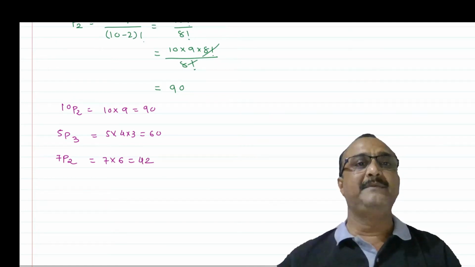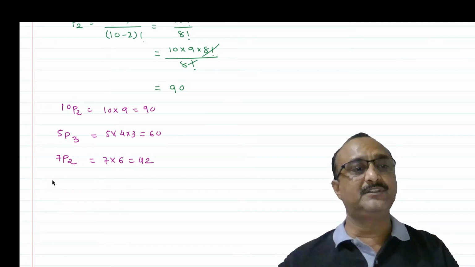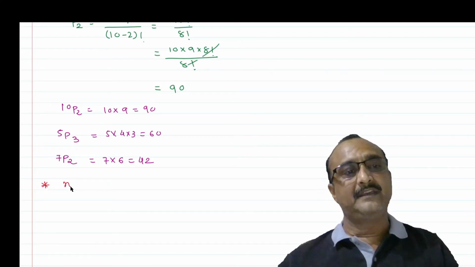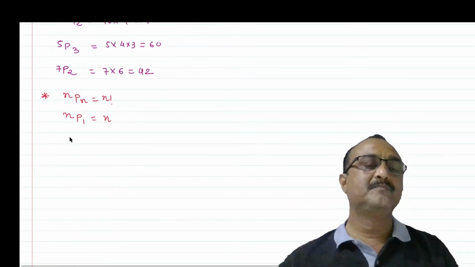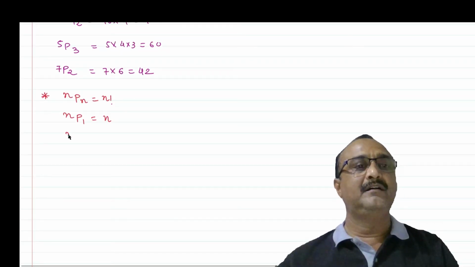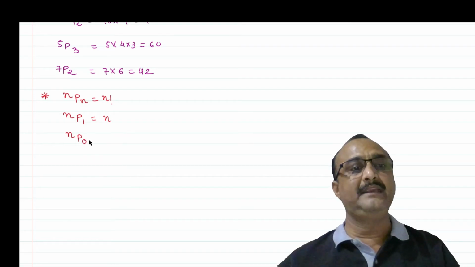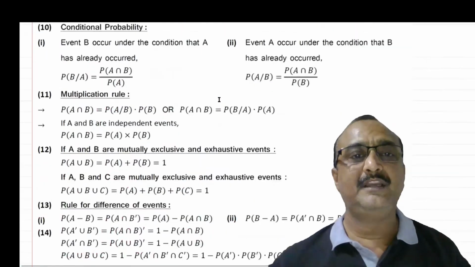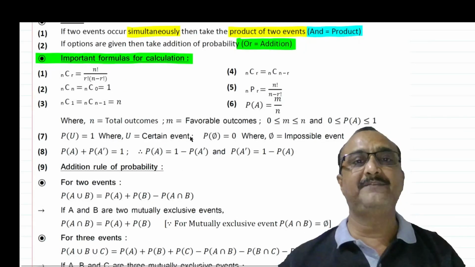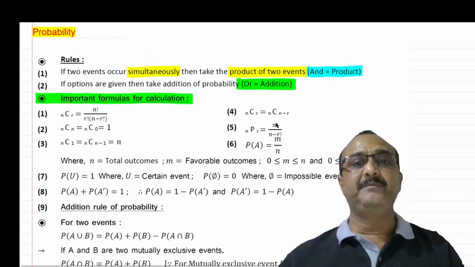Okay, let me take some shortcuts for permutation. nPn is equal to n factorial, nP1 is equal to always n, and nP0 equal to 1. We will not need that one, so remember these two shortcuts: nPn equal to n factorial and nP1 equal to n.